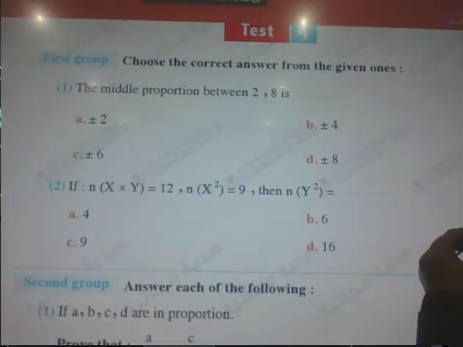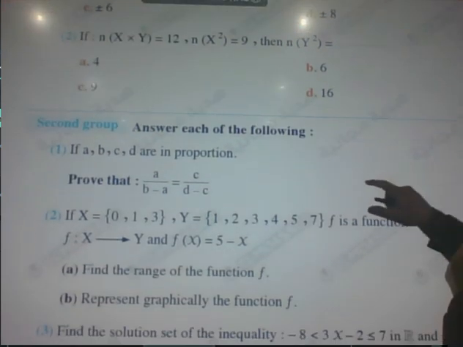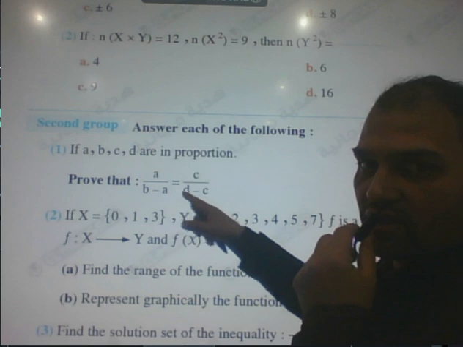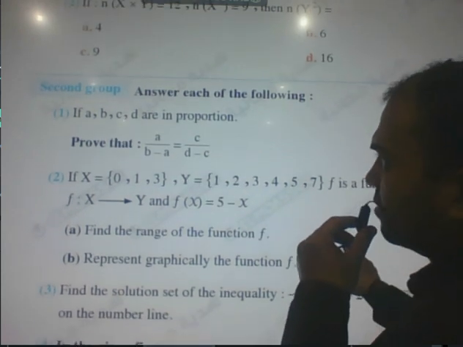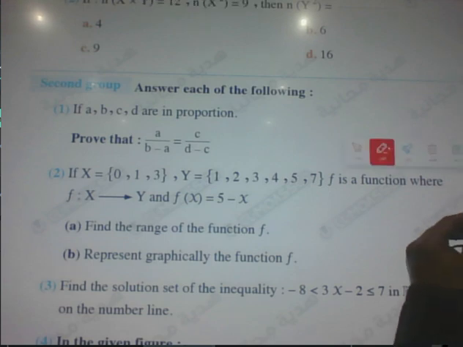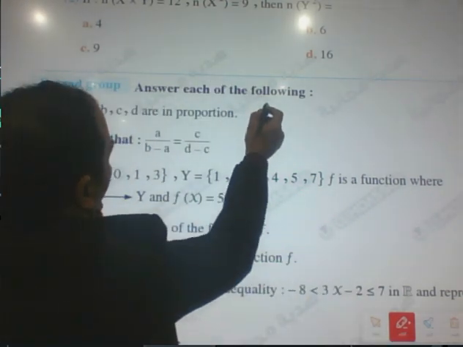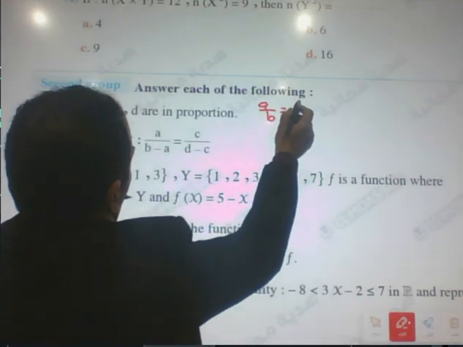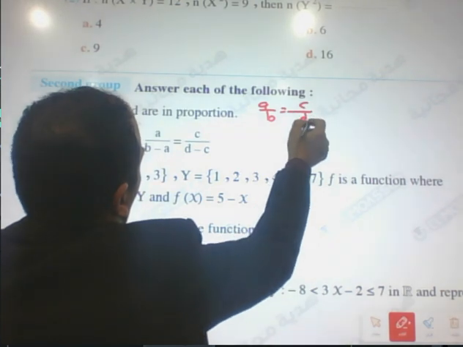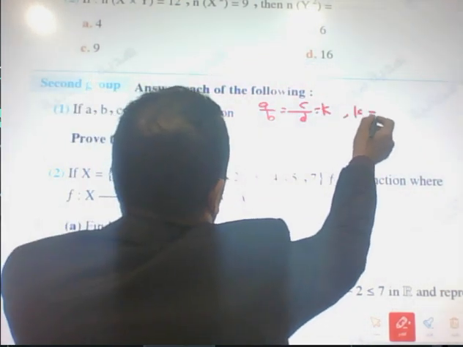Question number 2 here. If A, B, C, D are in proportion, we want to prove that the left hand side equals the right hand side. Okay. We have the ratio between A and B, and C and D. A over B equals C over D. They are in proportion. Look with me here. We can say the ratio A over B equals C over D with the constant K, and K is not equal to 0.